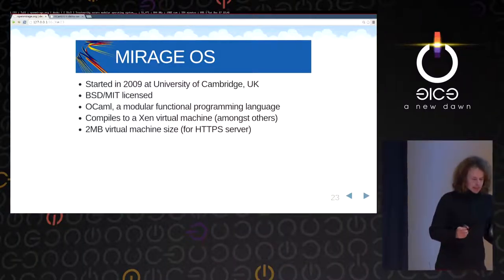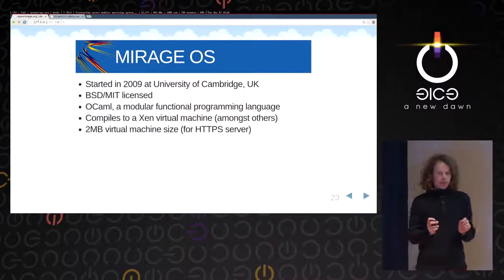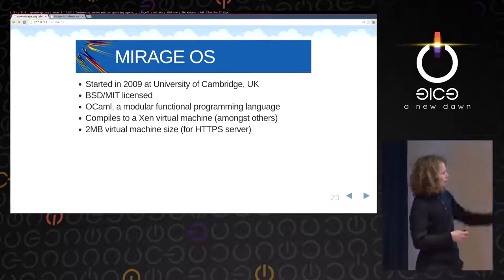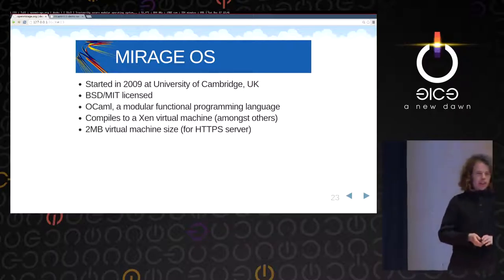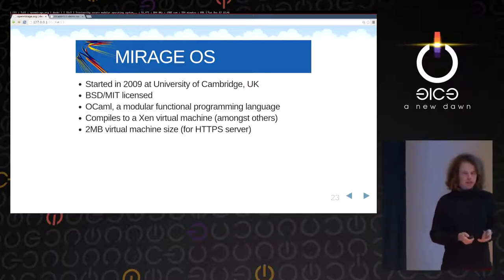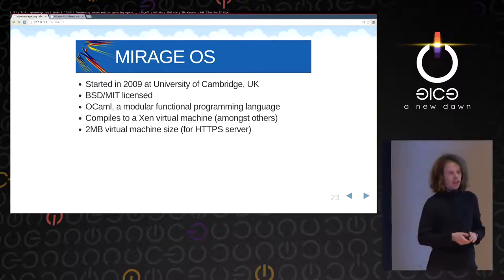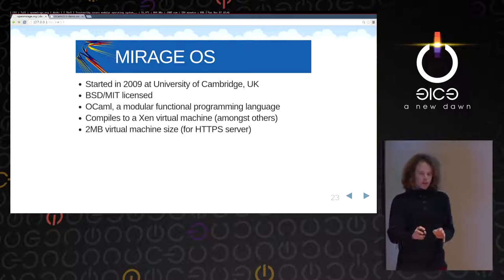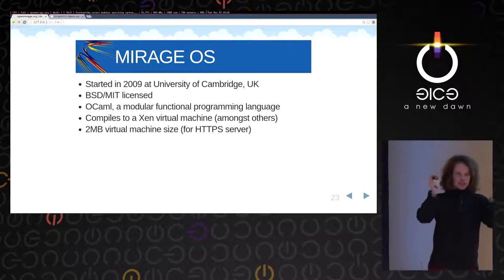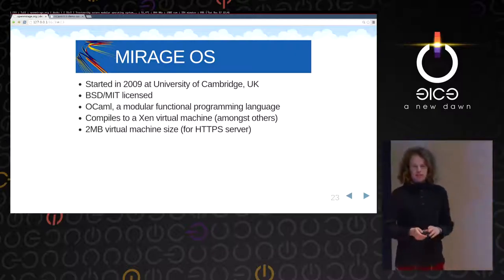And the size of that virtual machine image is roughly 2 megabytes here in that example for an HTTP server serving also sites over TLS, so an HTTPS implementation. So all the crypto, all the HTTP, all the TCP/IP, and all the layers up to the scheduler and whatever you think is inside of that image or is done by that image.